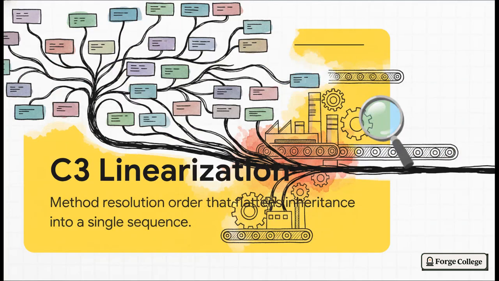So, C3 linearization, this is essentially Solidity's method resolution order. I want you to think of a complex family tree with branches going off everywhere. Solidity acts kind of like a really strict factory manager here. It looks at that messy, branching family tree of inherited contracts, and it forcefully flattens it into a neat, single-file line. It creates one perfectly predictable sequence. There's no branching, there's no parallel execution, just one straight line.